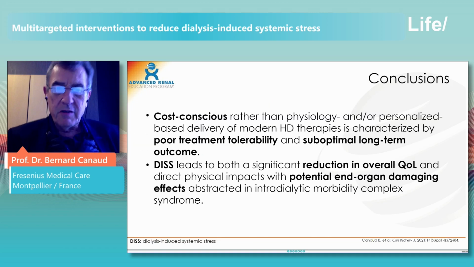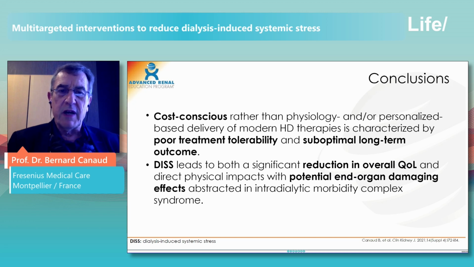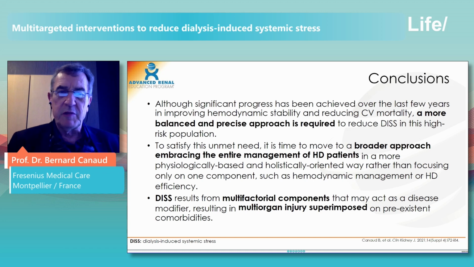So as a take-home message, if we move away from cost consensus toward physiology and personalized therapy in dialysis, we can improve tremendously treatment tolerance, and we can improve tremendously the long-term outcome. So just remember, dialysis-induced systemic stress is a tremendous element that we can modify, which affects the overall quality of life of the patient, but certainly much more the end organ damaging effect, meaning that this is a disease modifier which can impact the mortality of the patient.